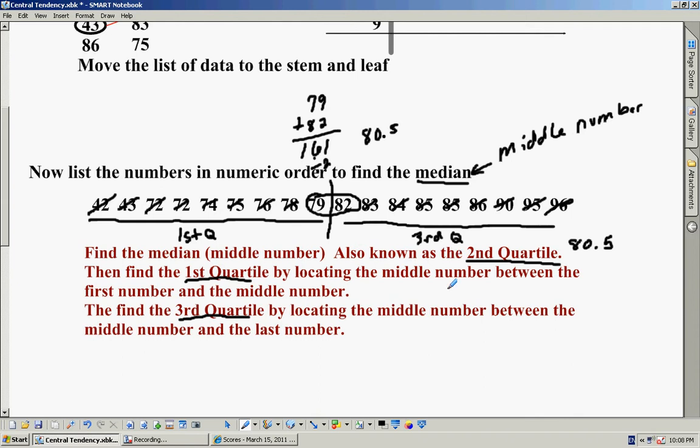Okay, so what I'd like for you to do now is to pause the recorder and find the first quartile and the third quartile. And once everyone has found those two, or they think they found the first and third quartile, then restart the video. Let's see if you got it right.